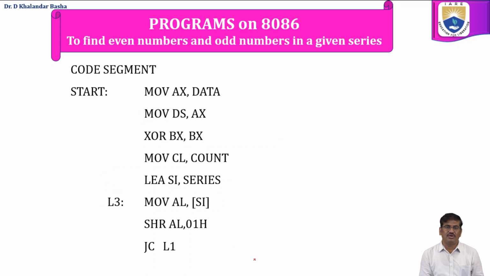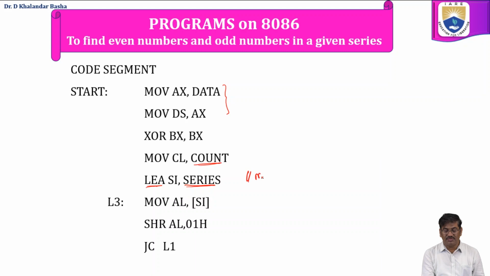So in the code segment start, the first two instructions are for loading the data segment register with the data segment address. This is for clearing the BX register, where in the BX register we will use 8 bits for odd and 8 bits for even count. So how many values we are going to check, that we are going to load into the CL register. For fetching the offset value of this series variable in the data segment, we can use the LEA instruction, which is load effective address. So the effective address of the series variable, which is nothing but the offset of the series variable, will be loaded into the SI register.